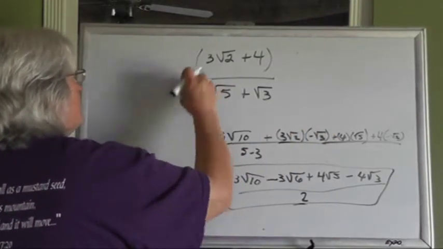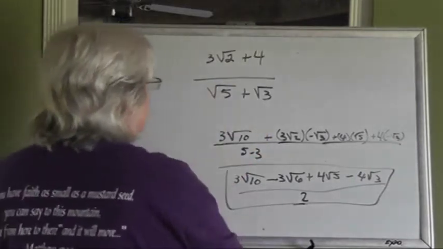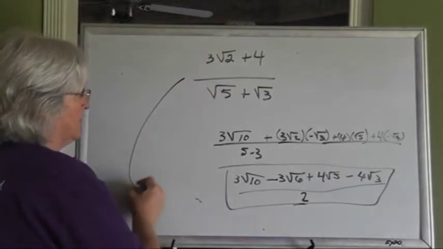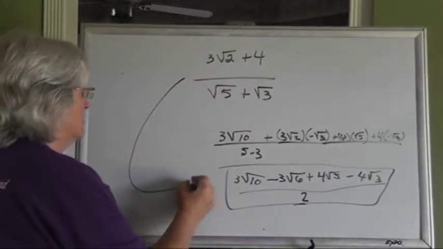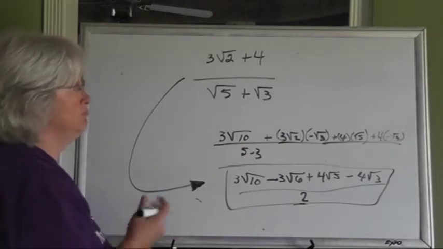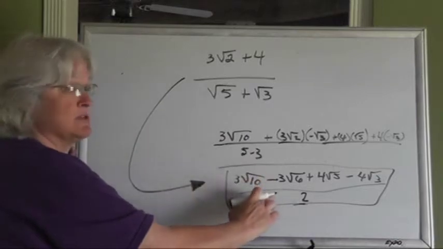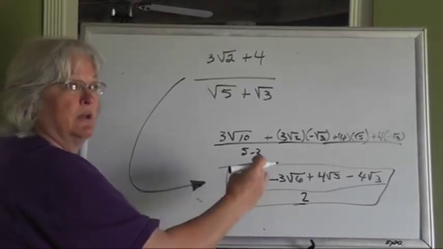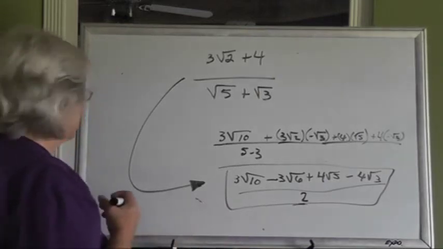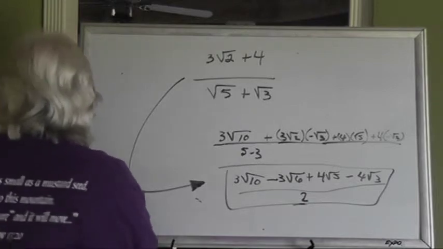We started off with 3 times the square root of 2 plus 4 divided by the square root of 5 plus the square root of 3. Does this look a lot messier to you? To me, it looks a lot messier. But our rule tells us that we're not allowed to have a radical sign in the denominator, and we don't. So that's the solution to example number 2 from page 432.